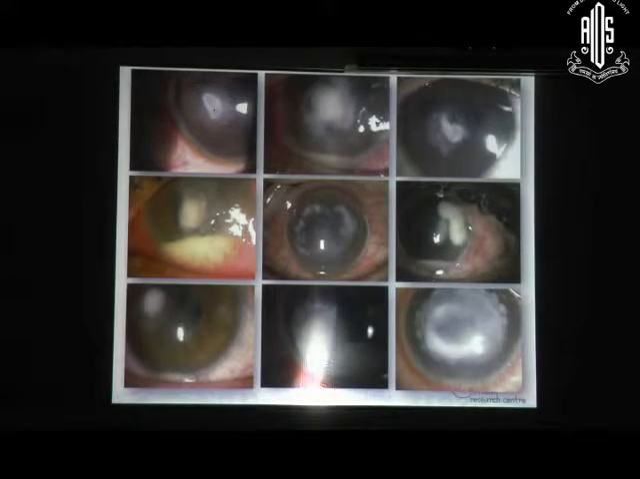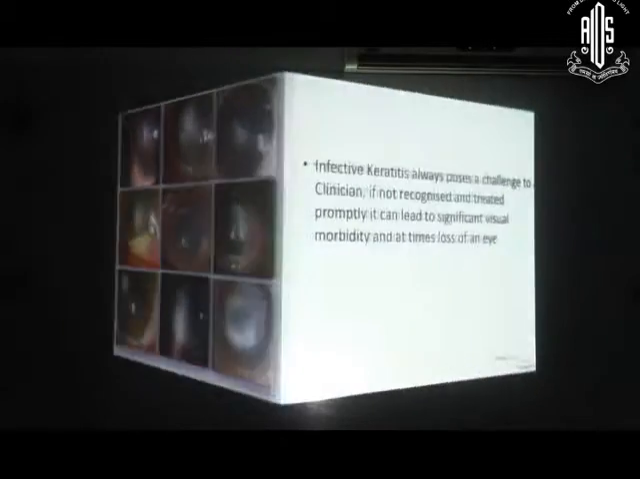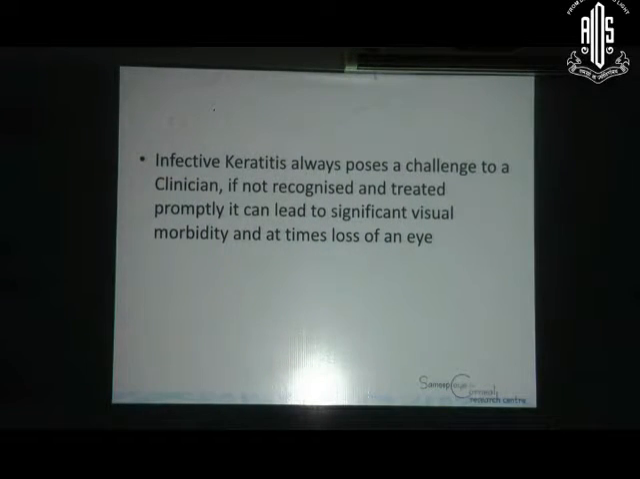Essentially, what we have done is we have tried to bring in our interesting cases here. We all know that looking at such varied presentations, you get confused in your clinical practice. What are we dealing with? If not recognized early on, it can lead to significant visual morbidity as well as, at times, loss of an eye. So it's very important to have a prompt diagnosis and a methodical way of examining these cases.